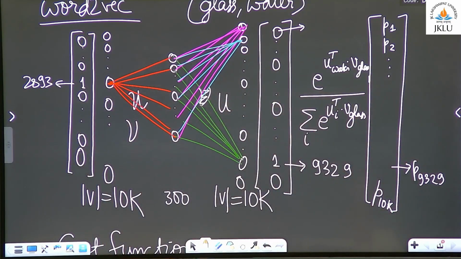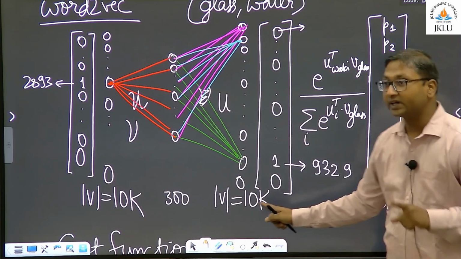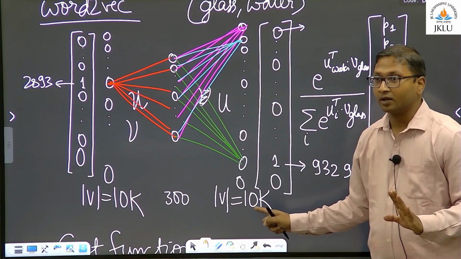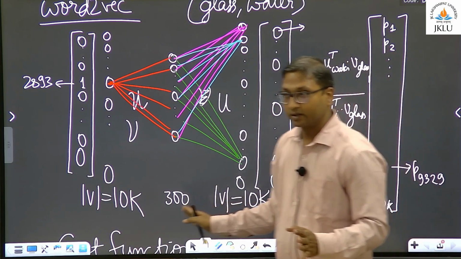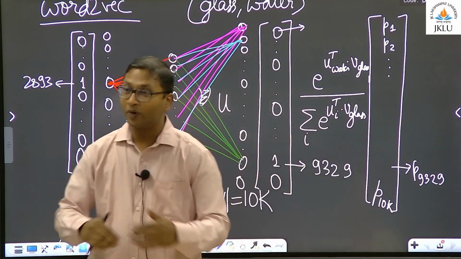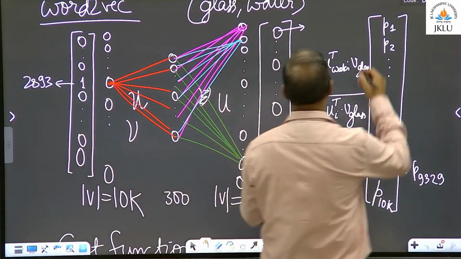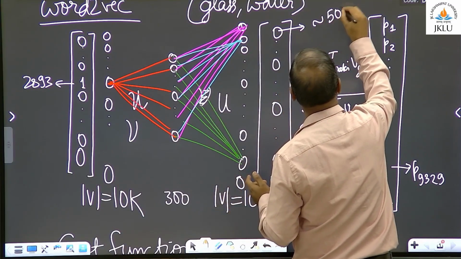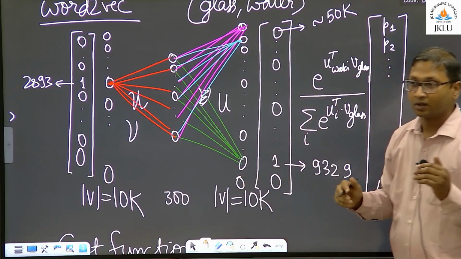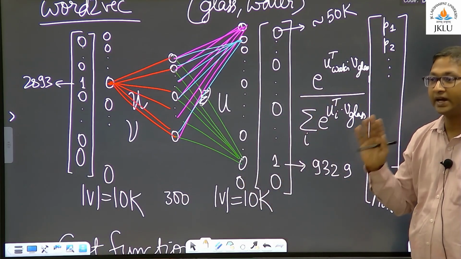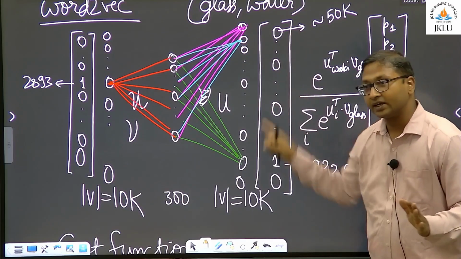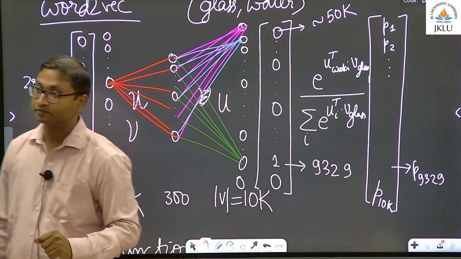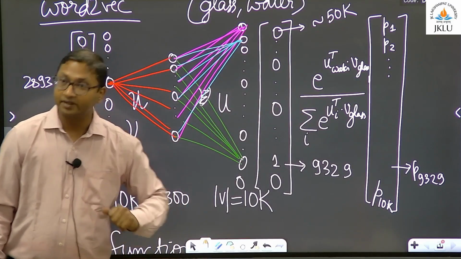For one training example, you are computing a 10,000-way softmax. And actually not 10,000, much bigger, because the English vocabulary is at least 50K. Let's say you take it to be 100K, so you will be computing a 100K-way softmax for every example. And this is too much.